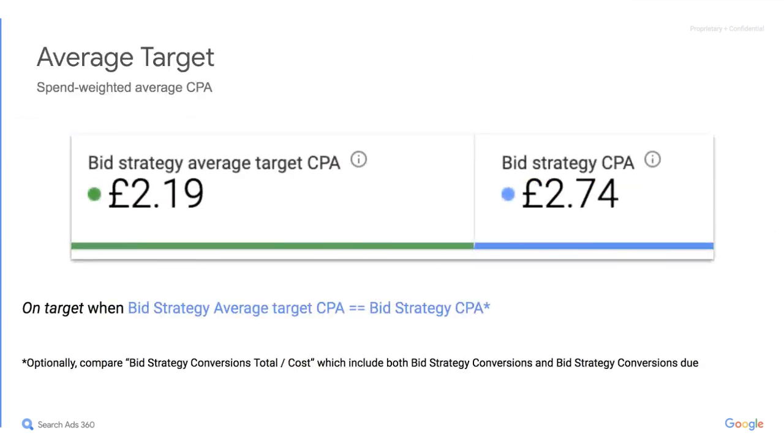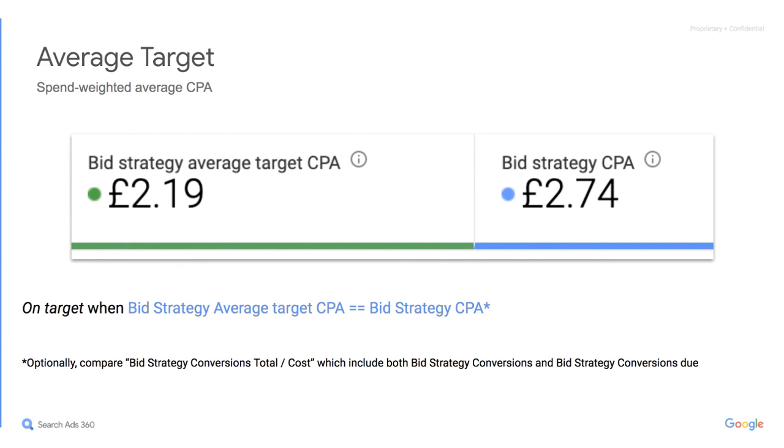The other cool metric that we've launched is the bid strategy average target CPA. What we saw was a lot of advertisers keep changing their CPA throughout the time period, and then it's very difficult to analyze what exactly the bid strategy was optimizing towards. Now, bid strategy average target CPA is the target CPA that you set over the time period that you've selected, and it's a weighted average. So essentially, the green part, which is bid strategy average target CPA, is something you set, and the bid strategy CPA is what the strategy is performing for.